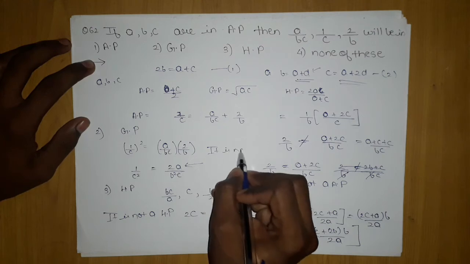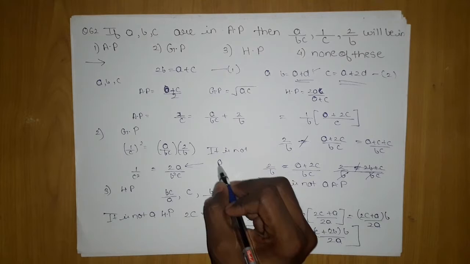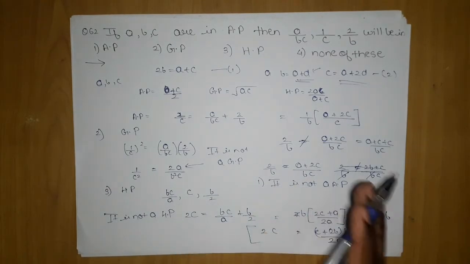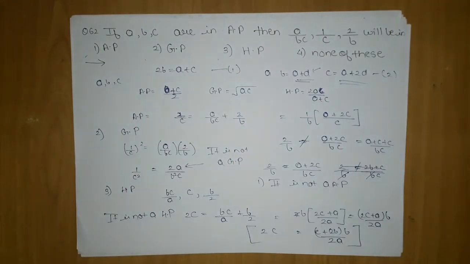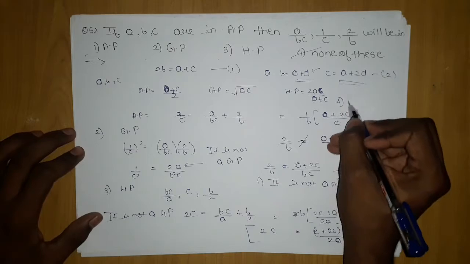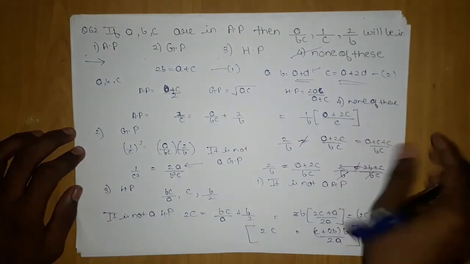It is not a GP, where all three options are wrong. Not a GP. Mostly if a child comes in examination with a mentality that any three, either it will be AP, GP or HP, but sometimes, when your luck is bad, the problem is of a type that it is not of the three types. So none, fourth is the answer, that is none of these. So that's why you have to go with the general way.